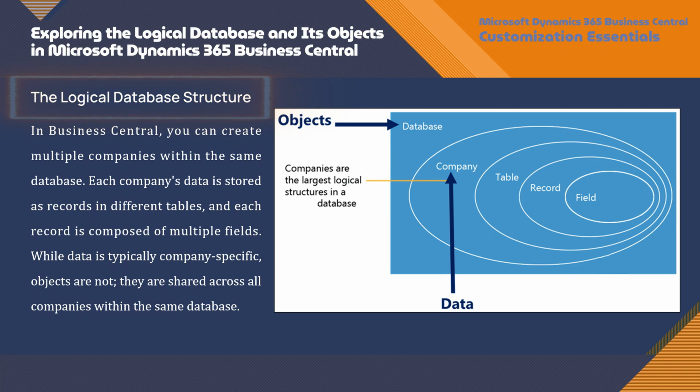In Business Central, you can create multiple companies within the same database. Each company's data is stored as records in different tables, and each record is composed of multiple fields. While data is typically company specific, objects are not. They are shared across all companies within the same database.